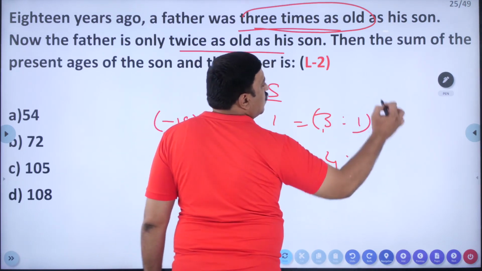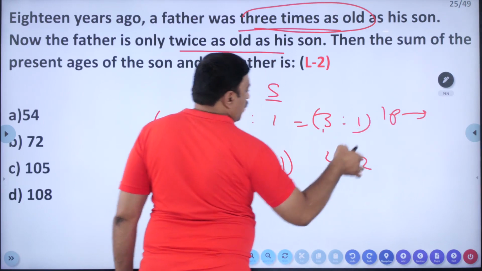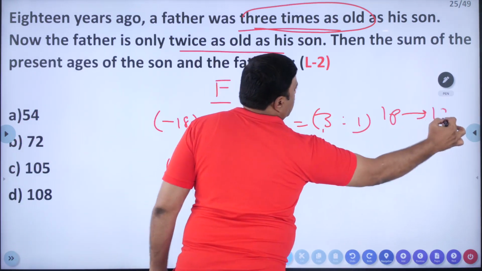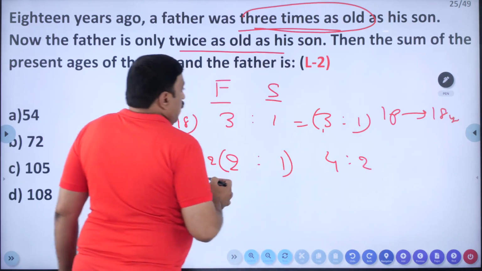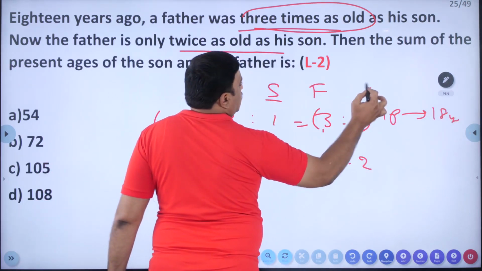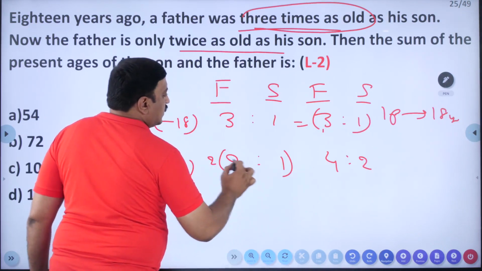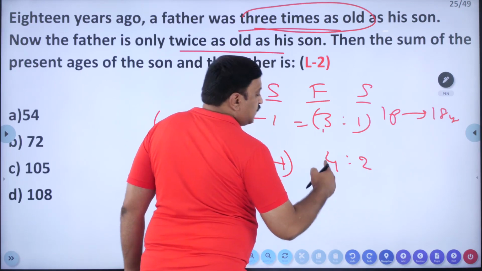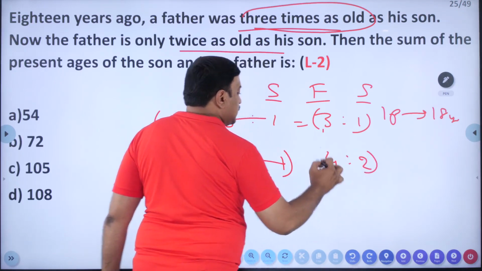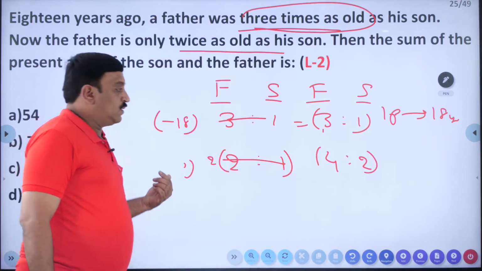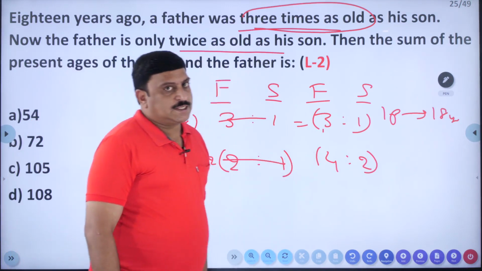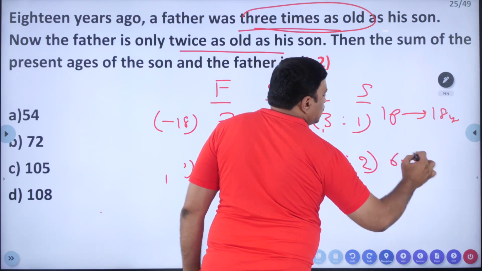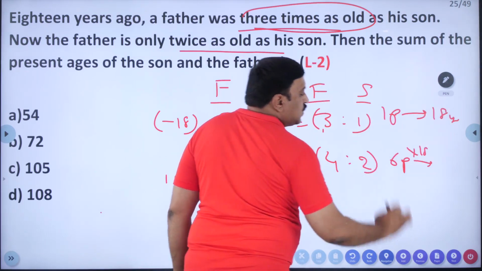1 part is equivalent to how many years? From 18 years back to present is 18 years. 1 part is 18 years. Now father and son, don't make use of these old ratios. Your new ratios are these. The sum of father and son at present is 4 plus 2, that is 6 parts. Your answer is 6 into 18.